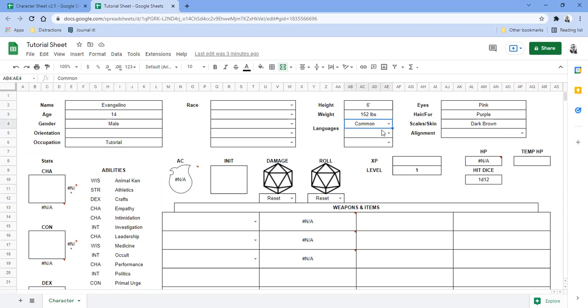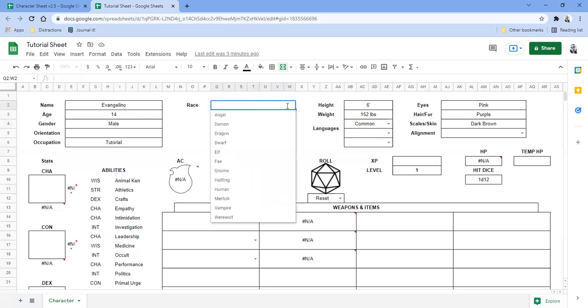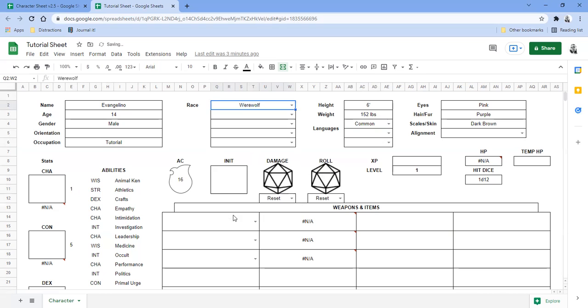So there are a couple different languages you can choose from. I recommend everyone choose common unless you're crazy and you don't want anyone to understand you. We'll get back to this in a second. So Evangelino, let's make him, these are all the races you can choose from. Let's make him a vampire. No, let's make him a werewolf. I don't have any werewolves yet.